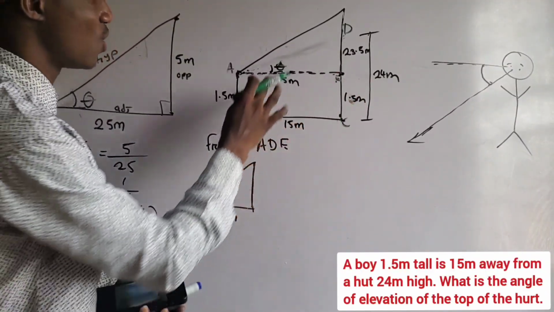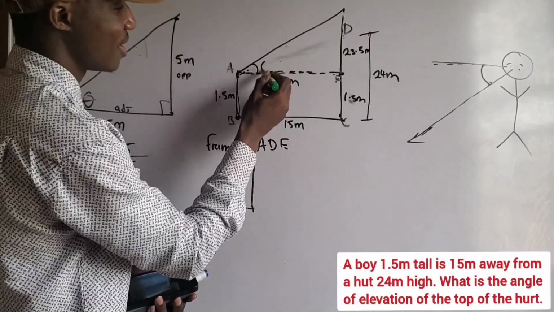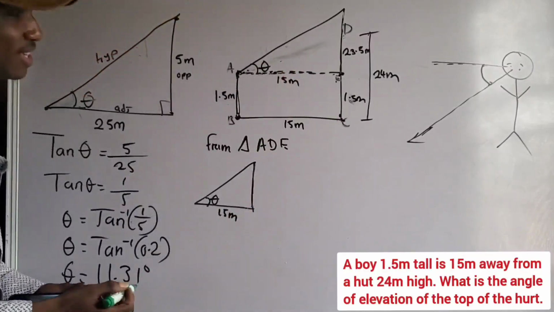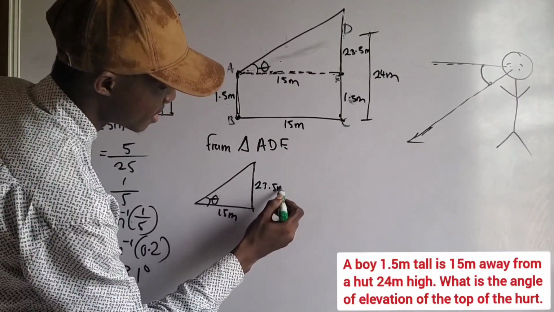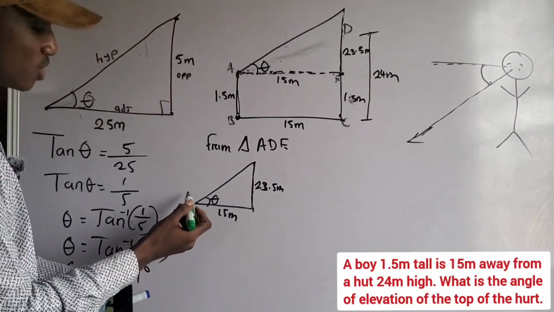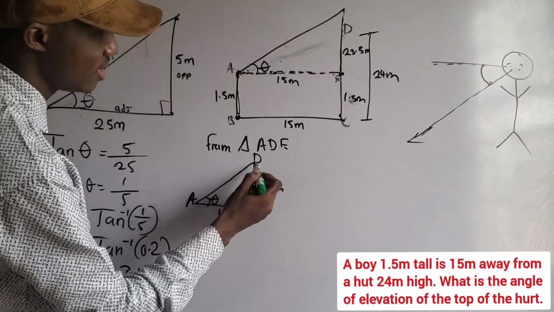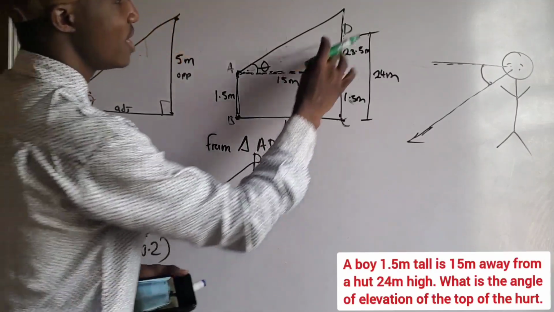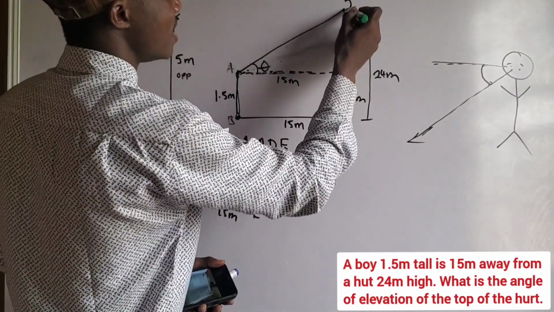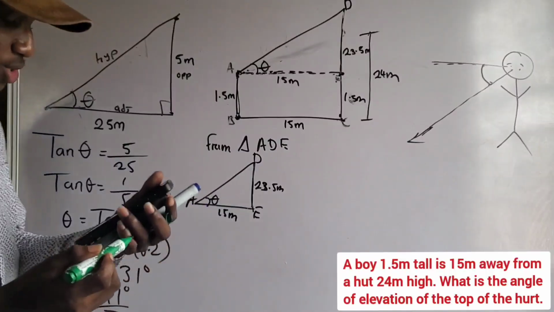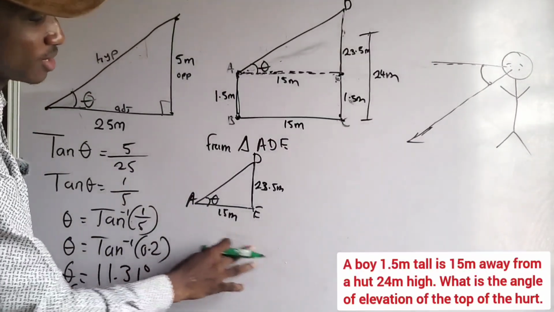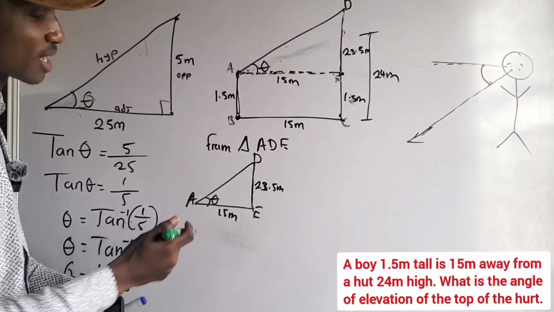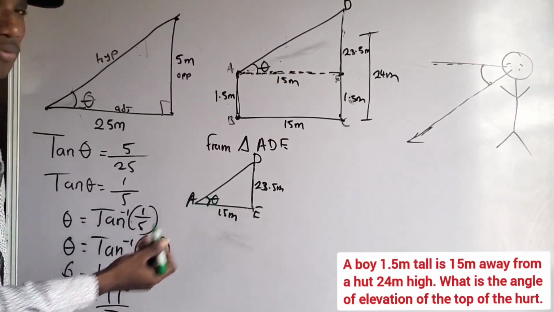Do you understand? Let us progress. So if this is 1.5 meter, this will also be 23.5 meter. Don't forget that this triangle is what? Triangle ADE. The top here is D. Do you understand? The top of the tower we represent as D. Now, with respect to the diagram that we are able to get, we can actually calculate the value of theta.